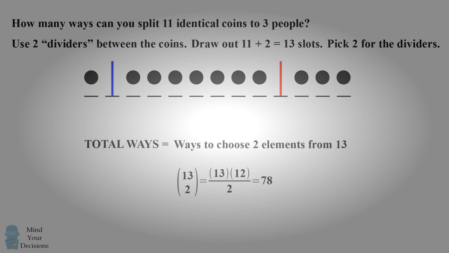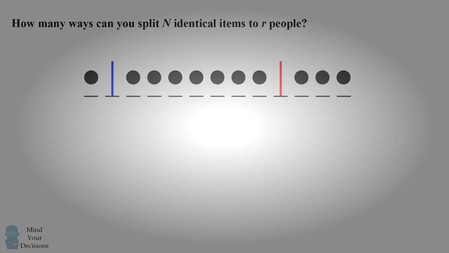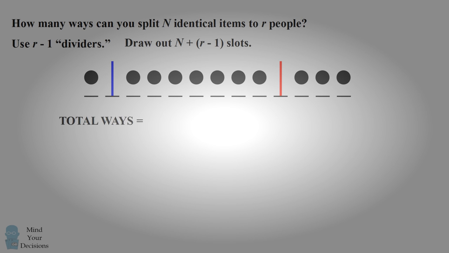Let's generalize this. Let's assume we have n identical items that we want to divide to r people. As we did before, we basically want to use r-1 dividers. We're going to need to draw out n plus r-1 slots, of which we're going to pick r-1 dividers.